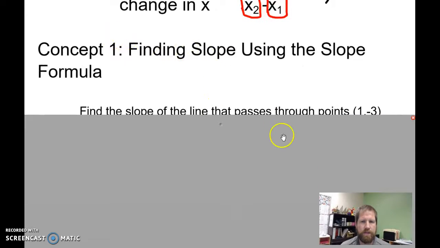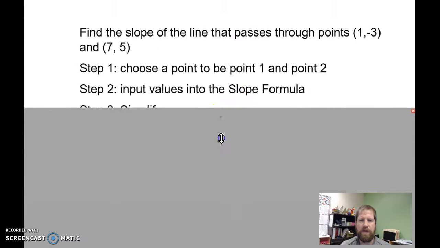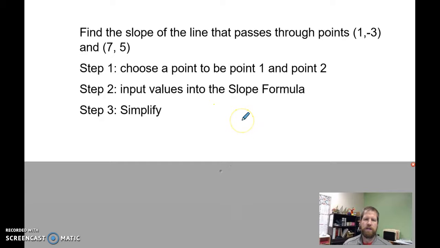So concept 1, finding slope using the slope formula. In the last video we looked at finding the slope by counting. So we had our graph and we just kind of counted up. I talked a little bit about using the slope formula as well. So all you're going to be doing is sticking the values in that formula and doing the subtraction.